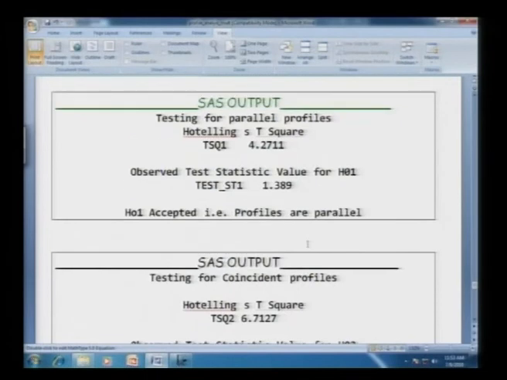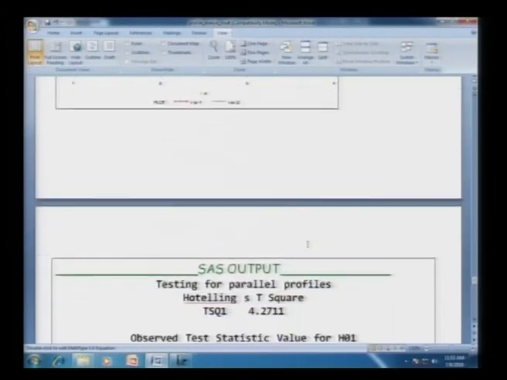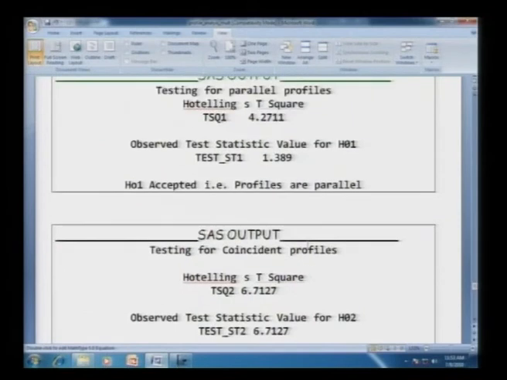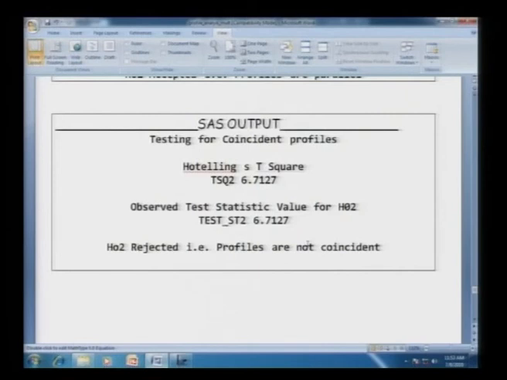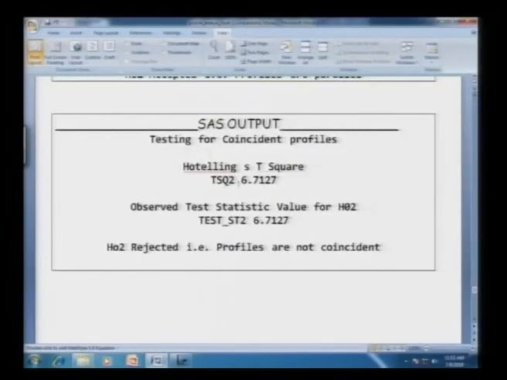Then once that is accepted, we will have to test for the hypothesis that they are coincident profiles, that is, they have a common profile. So, this basically is the output corresponding to that. Now, as we had seen from the sample profile of the two groups, they do not appear to the naked eye to be coincident profiles. We have the test statistic value, the Hotelling's T-square, to be 6.7, the observed value of the T-square statistic to be 6.7, and H02 is rejected for this particular set of data of the test group and the control group.